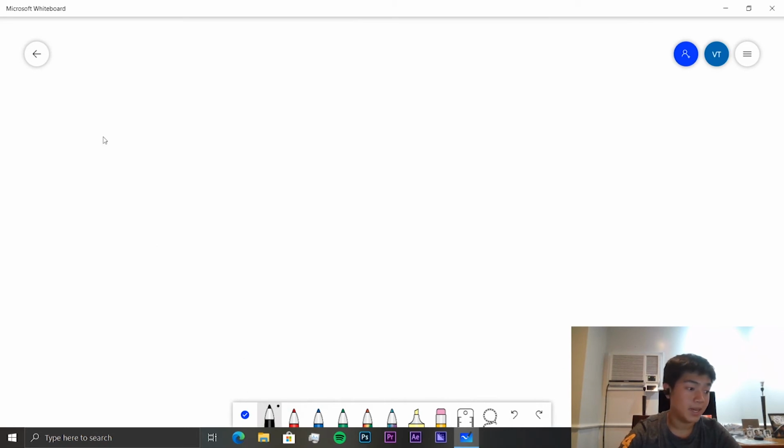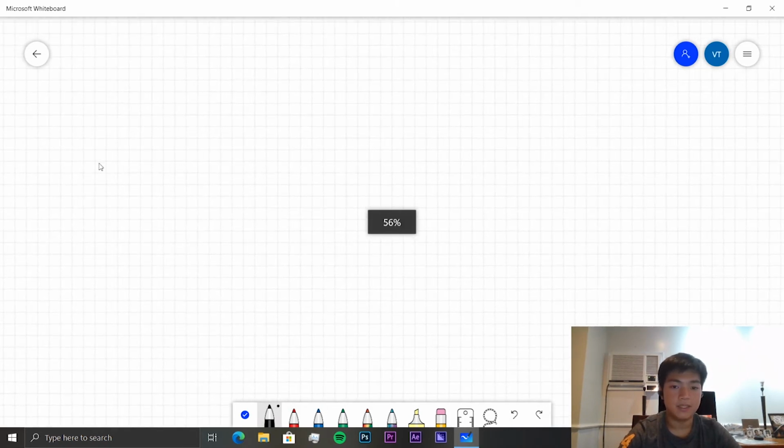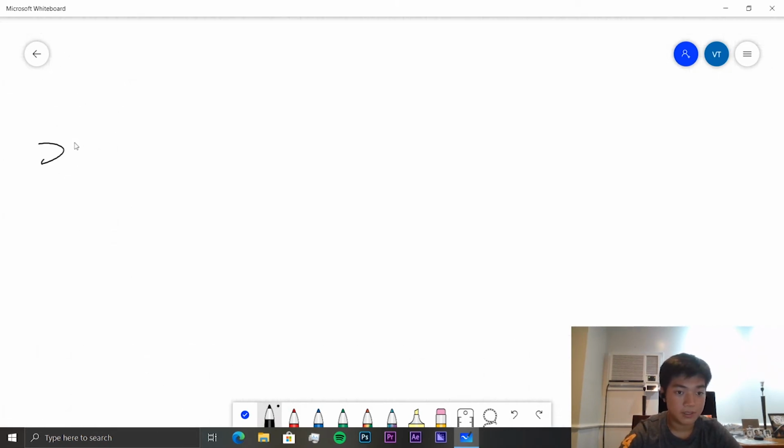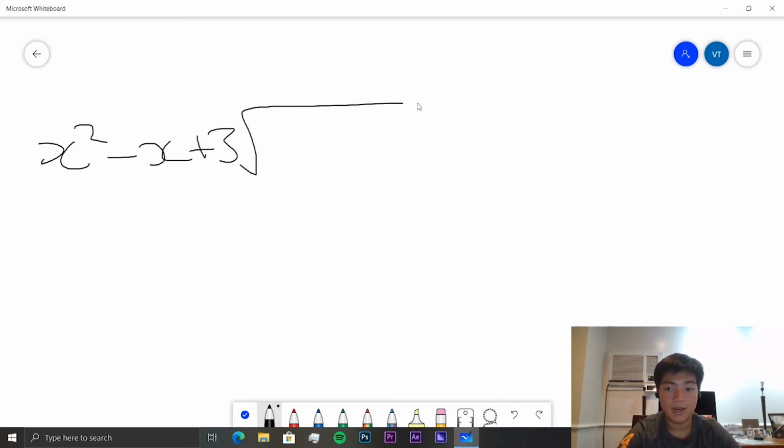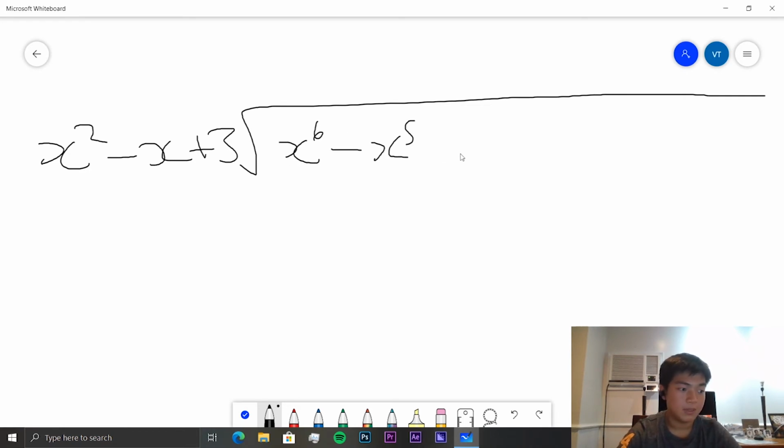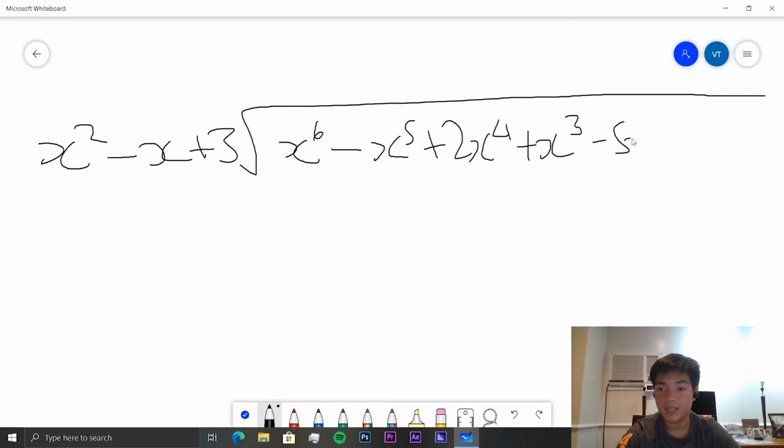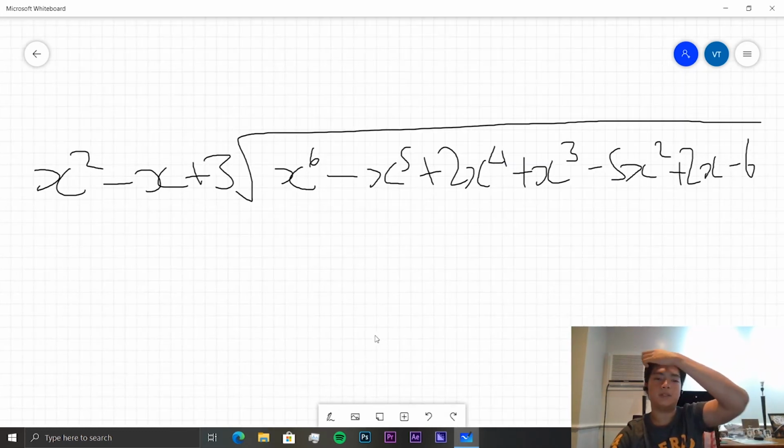Well, this time we have quite a long one. G of x equals x squared minus x plus 3. And we need to divide x to the 6 minus x to the 5 plus 2x to the 4 plus x cubed minus 5x squared plus 2x minus 6. Quite a long polynomial, but I'm sure we'll be able to do it.